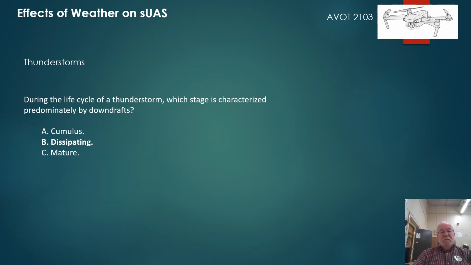A few questions. Okay, here's a question to think about. During the life cycle of a thunderstorm, which stage is characterized predominantly by downdrafts? The cumulus stage is updrafts mostly. The mature stage is updrafts and downdrafts. So B would be the third stage, as the thunderstorm is dying, it's dissipating.